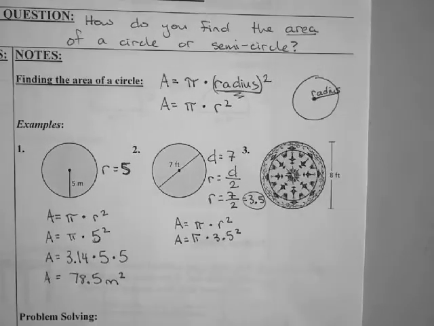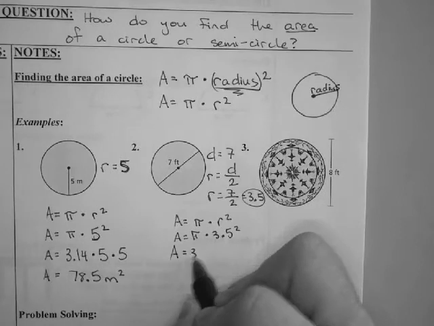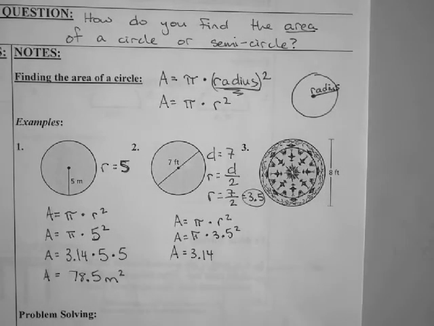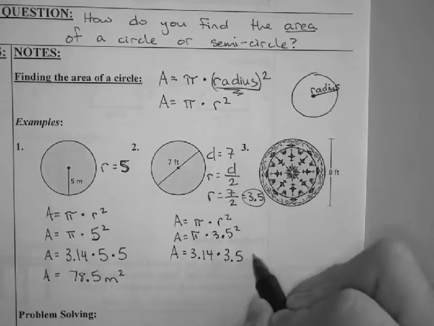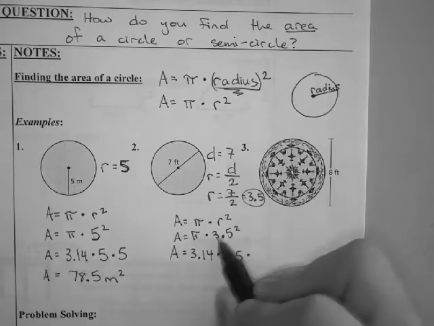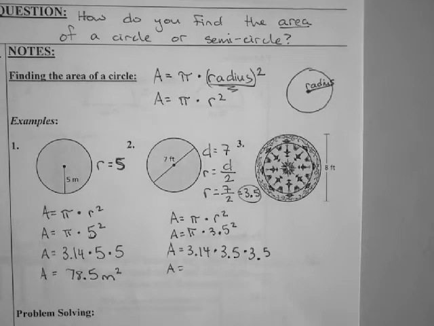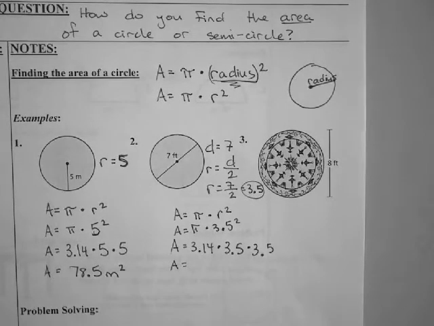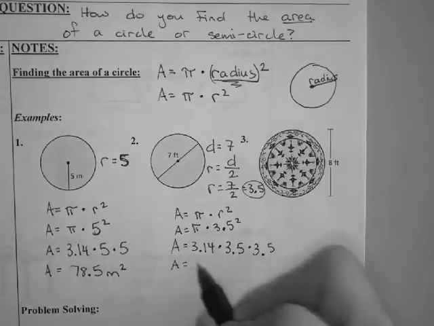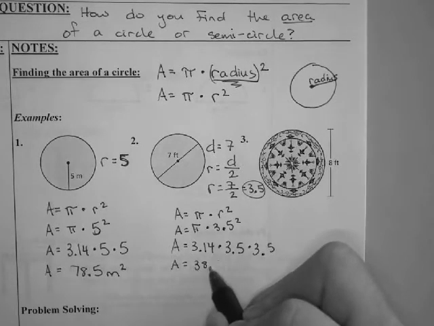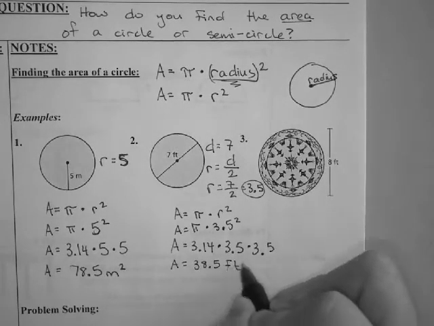And now we'll write out what that means. We'll use 3.14 for pi. Pi is 3.14 times 3.5. Remember, it's squared, so we're going to multiply it by 3.5 again. When we multiply these three together, 3.14 times 3.5 times 3.5, we get 38.5. I'm rounding. And our units was feet, so we use feet squared.